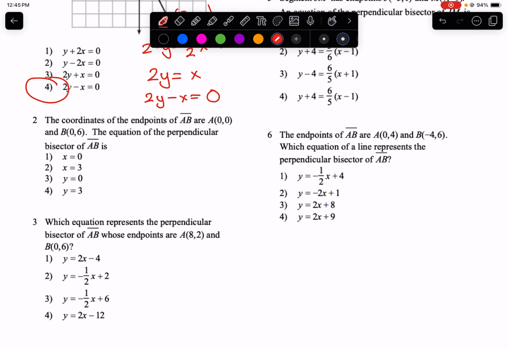The endpoints of AB are 0, 0, and 0, 6. The equation of the perpendicular bisector of AB is what? So 0, 0 to 0, 6. Midpoint is going to be 0, 3. And if we look here, 6 minus 0. So if you were going to plot these points, it's at 0, 0, and then 0, 6. This is actually a vertical line. So the slope is undefined. It needs to go through 0, 3. So it has to be where y is equal to 3.